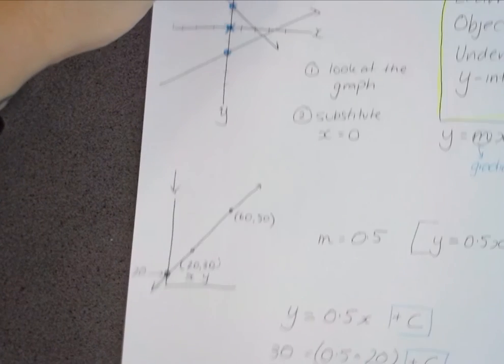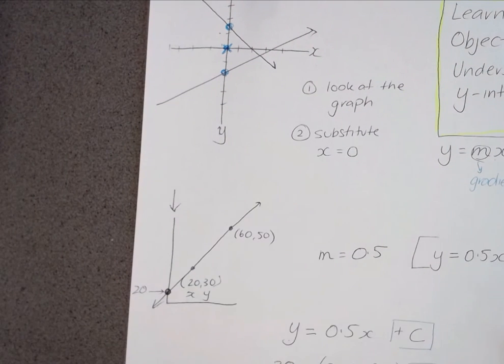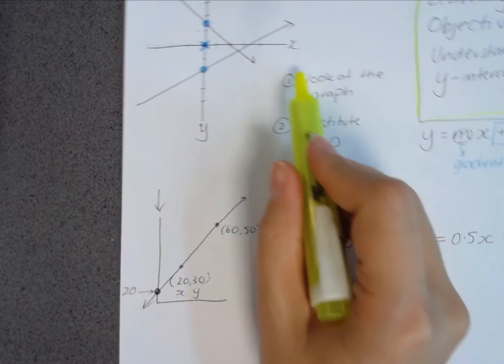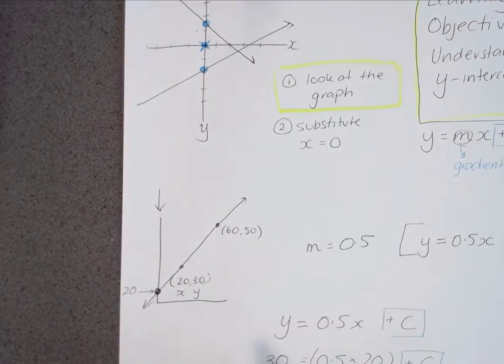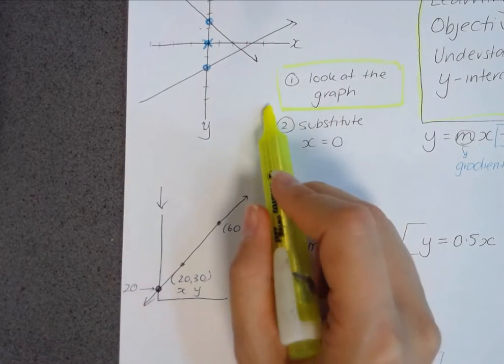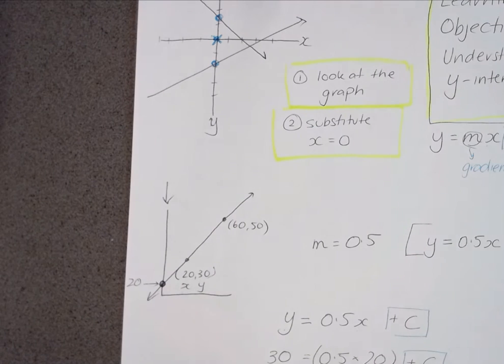So we can do a couple of things. Number one, we can look at the graph. If we can see where the y-intercept is, it's nice and easy. Or the second thing we can do is substitute in values. If we have a point on the line, we can figure that out. All right?